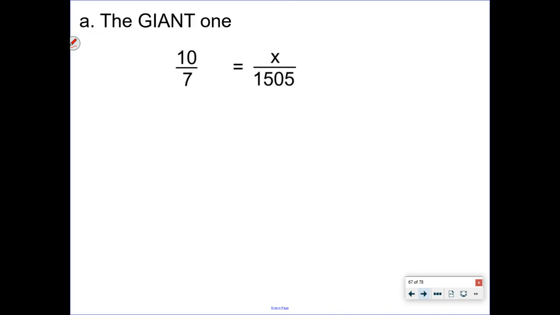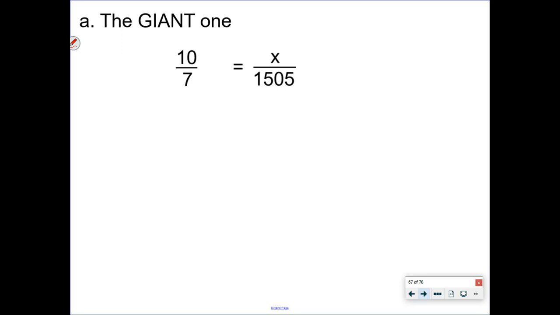10 minutes over 7 cranes equals question mark minutes over 1,505 cranes. And that's what we're going to work on today. Now, here are 3 methods we're going to talk about to solve this proportion.